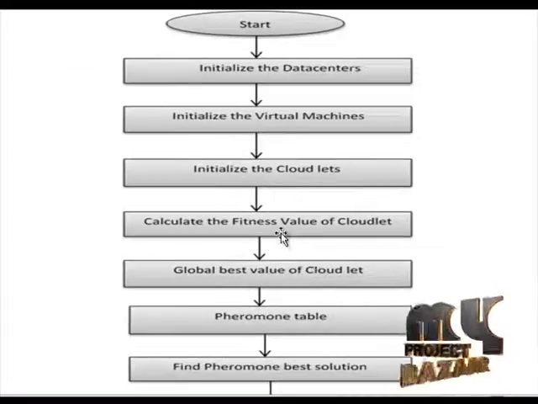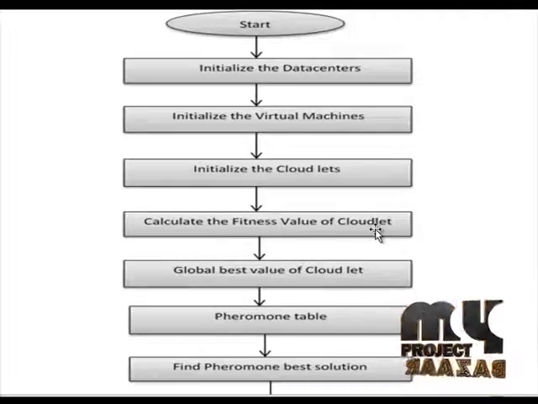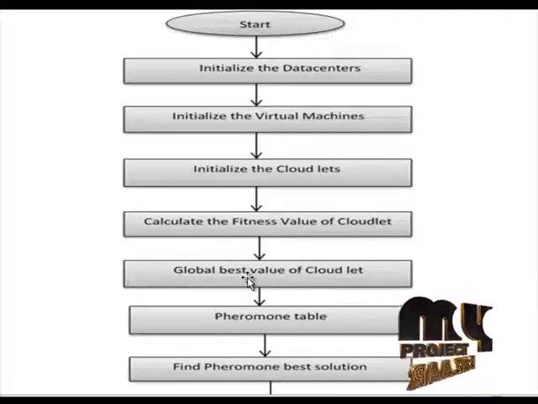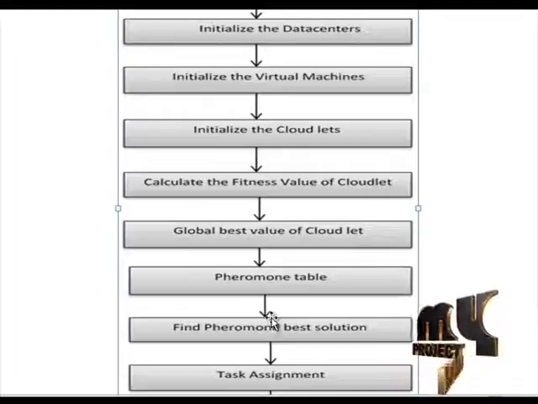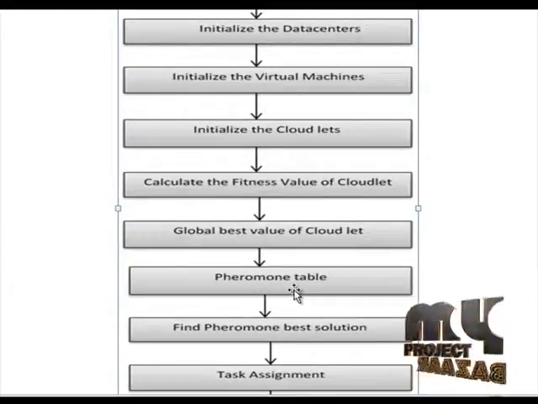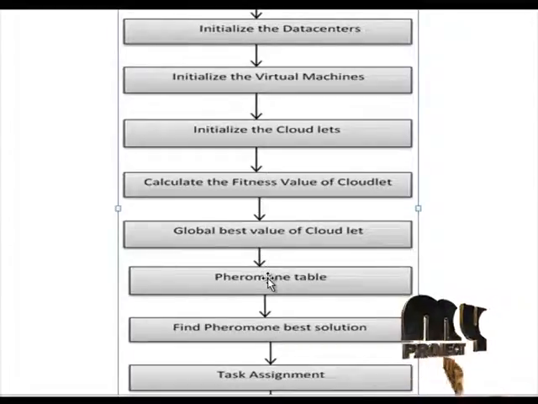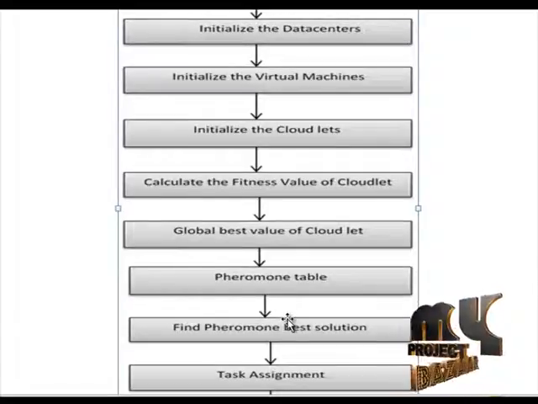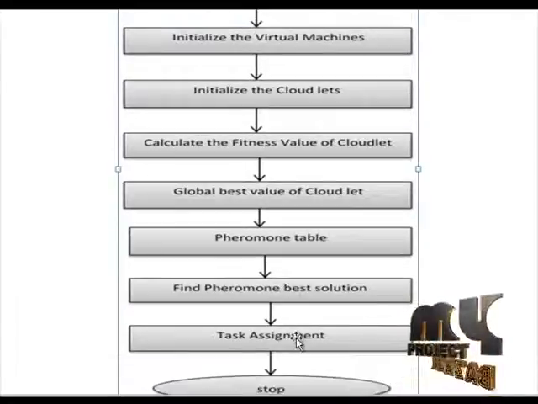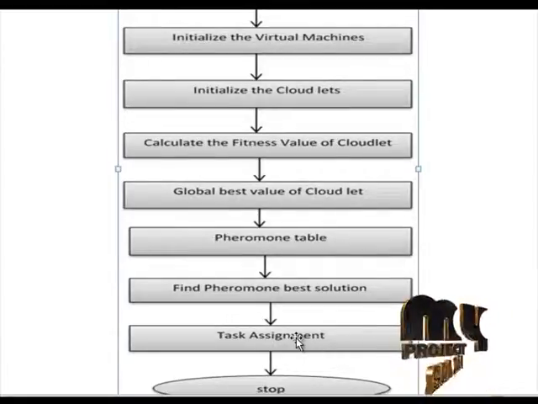After getting the cloud parameters, we calculate the fitness value of the cloudlets, and then we apply the global best value of the cloudlets. Then we find the pheromone best. We construct the pheromone table. In the pheromone table, we calculate the weight of each cloudlet. Then we find the pheromone best solution. Finally, we assign the tasks based on the weight value.